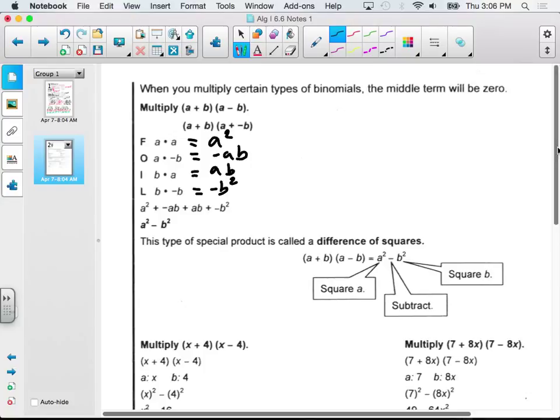So, what would be left is a squared minus b squared. And this kind of special product is called a difference of squares. The reason it's called that is because it's a subtraction problem, so there will be a difference after we're done. And it's called difference of squares because the first term is a square, the second term is a square, difference of squares.